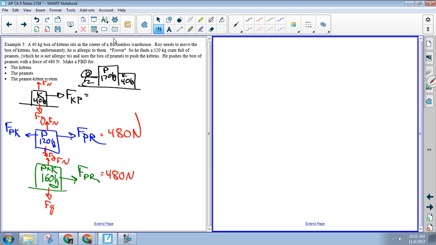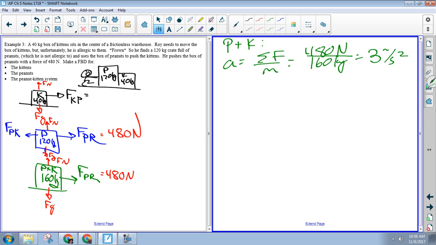So, here we go. Peanuts plus kittens. Acceleration is net force over mass. So what's the net force on the peanut kitten system? 480 newtons. What is the mass of the peanut kitten system? 160 kilograms. Divide it out and you get 3 meters per second squared. Does that make sense? Yes.